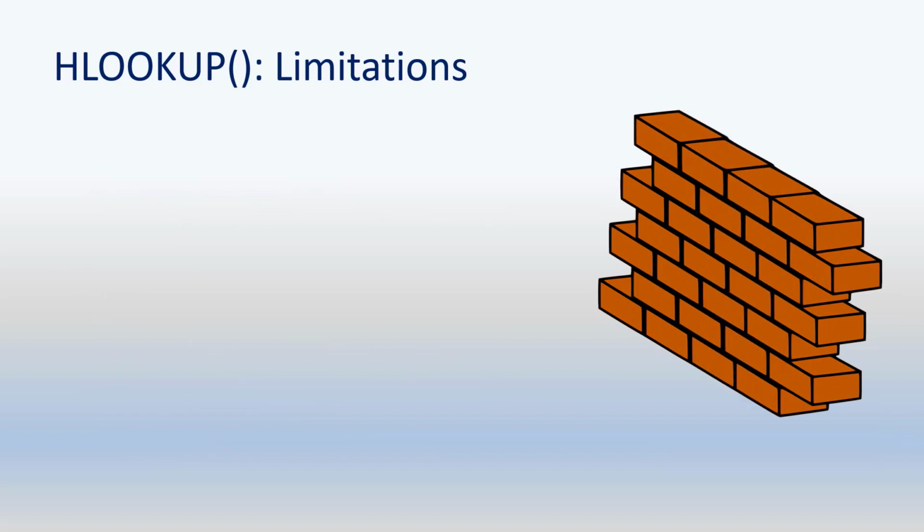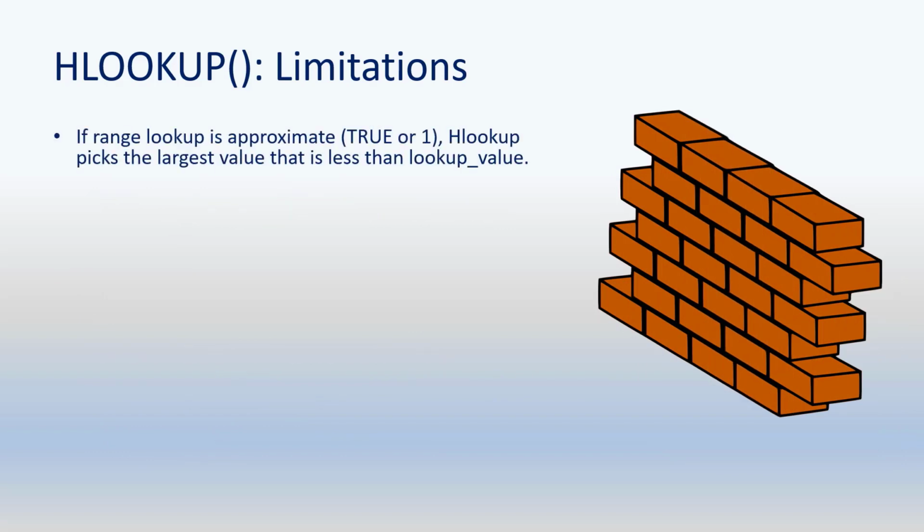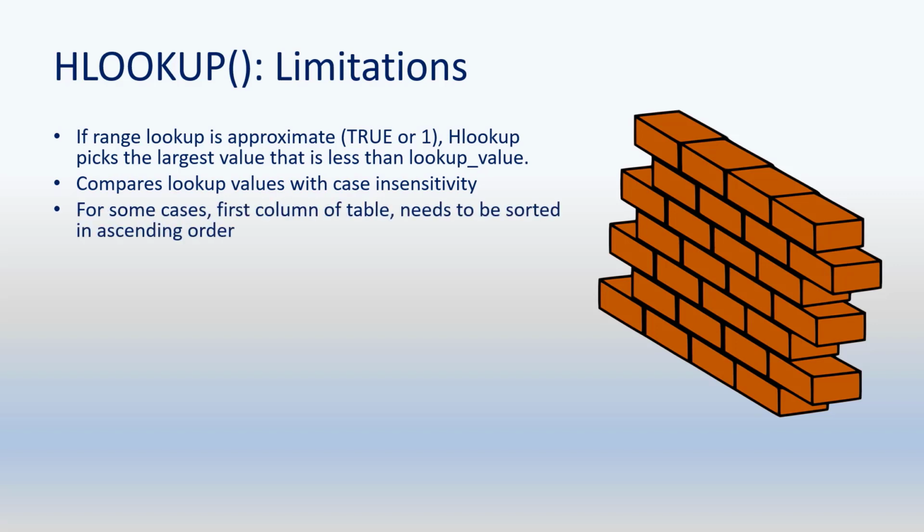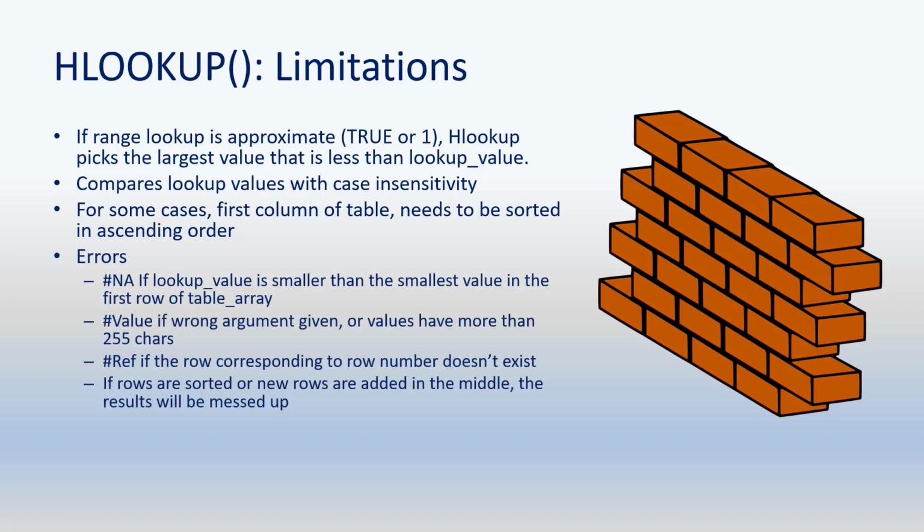Look at the limitations of the HLOOKUP function. If the range lookup is approximate, HLOOKUP picks the largest value that is less than the lookup value. If an exact match cannot happen, then the function will look at the largest value which is less than the lookup value in the result range. HLOOKUP compares the values with case insensitivity. For some cases, the first column of the table needs to be sorted in ascending order, else your results will be inaccurate. There is a list of errors that can happen. We will quickly go through them.